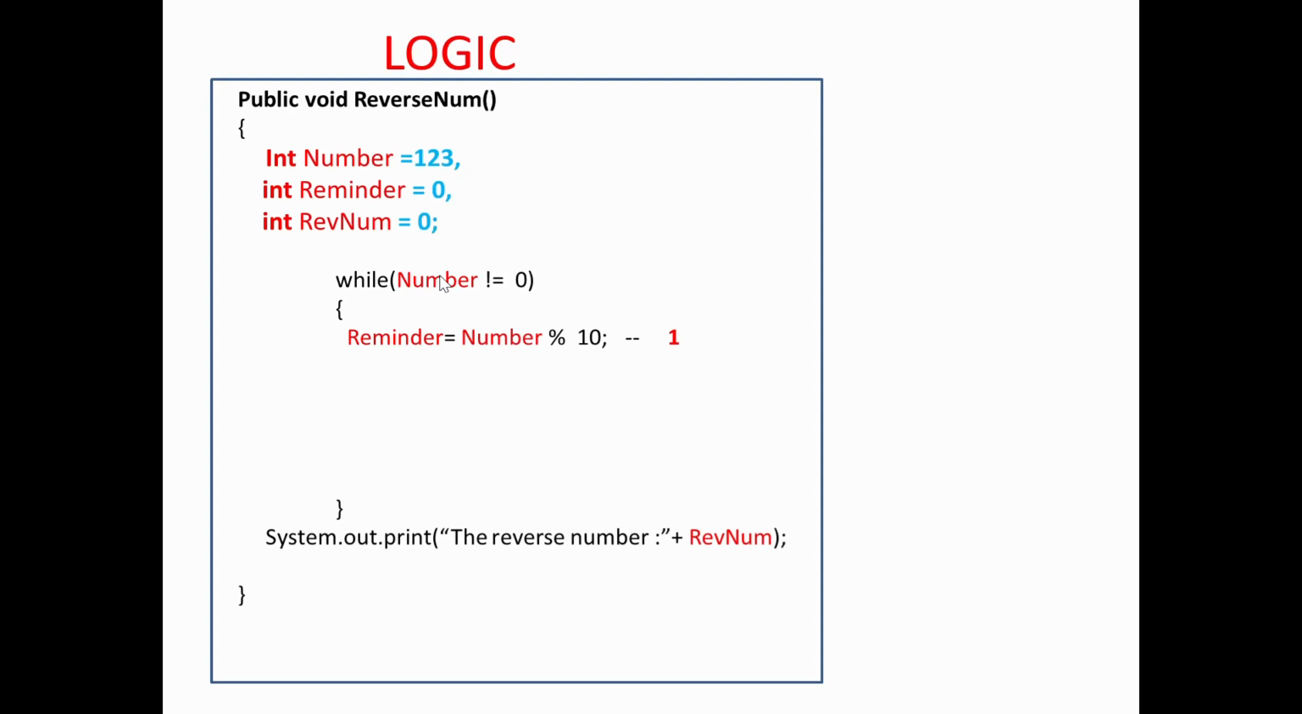Remainder equal to number modulus 10. Whenever we use the modulus operator, it will return a remainder. Number equal to number divided by 10 means it will always return the quotient of the number. Reverse number equal to reverse number times 10 plus remainder. This is the formula to calculate a reverse number. Here you can see that in the first step I have already generated a remainder. That remainder is assigned to this reverse number calculation process.